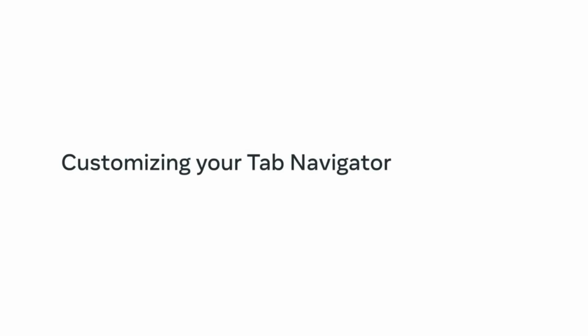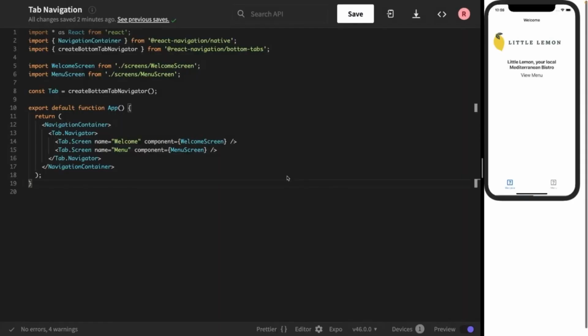In this video, you'll learn about some customization options that you can apply to your tab navigator. Specifically, you'll find out how to set custom tab icons that will change in appearance based on whether or not a tab is focused or active. Notice that there is a question mark icon on each tab of the navigator in the Little Lemon app. These are placeholders, and they are not very informative, so let's find out how to add some more meaningful icons.